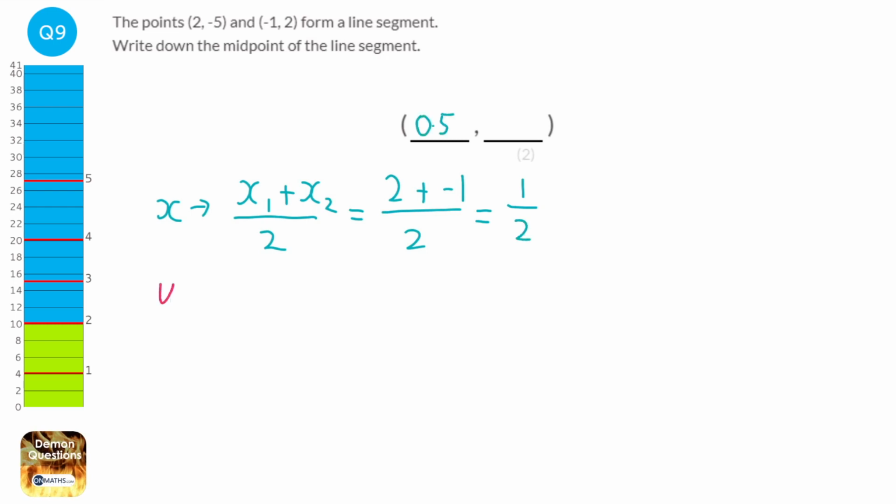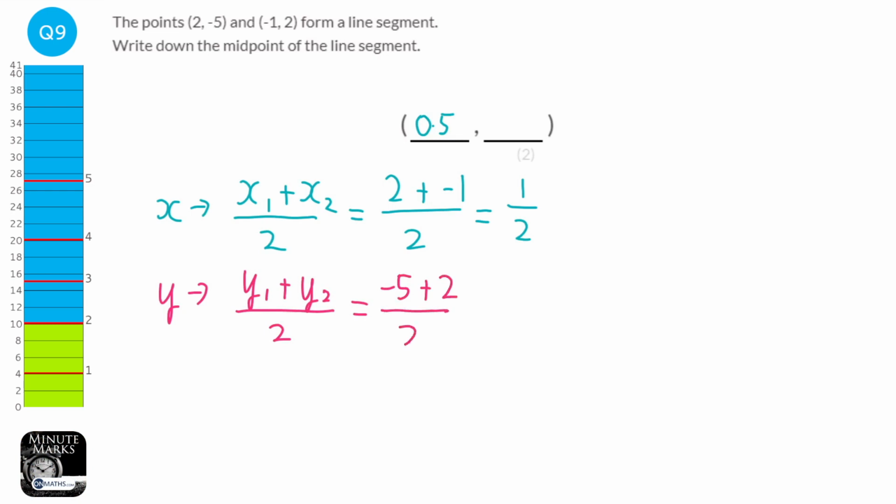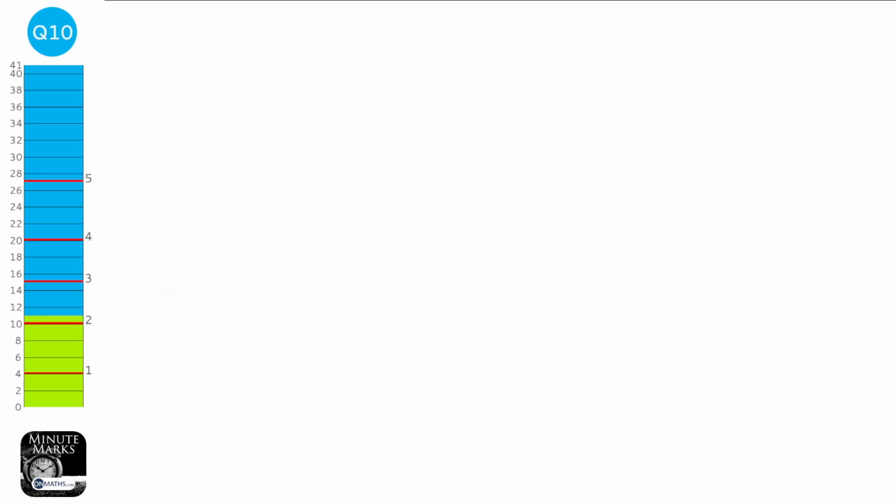Do the same thing for the y coordinates. The formula is the same, but just adding the y coordinates together and dividing by 2. So it's going to be -5 plus 2, all of that divided by 2. So that's going to be -3 over 2, or -1.5.